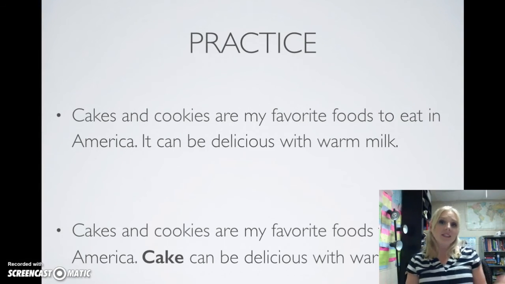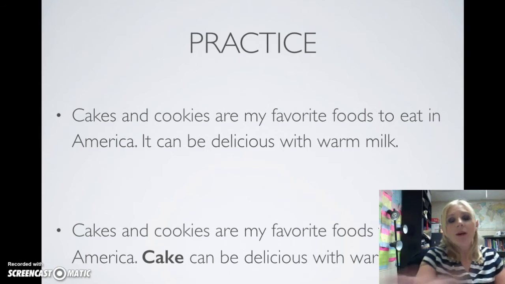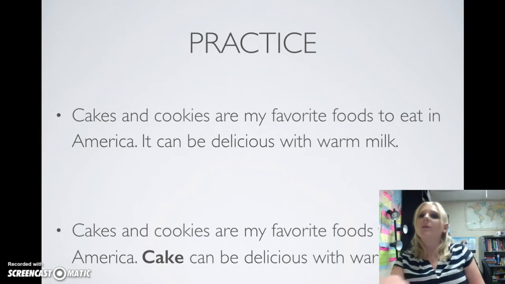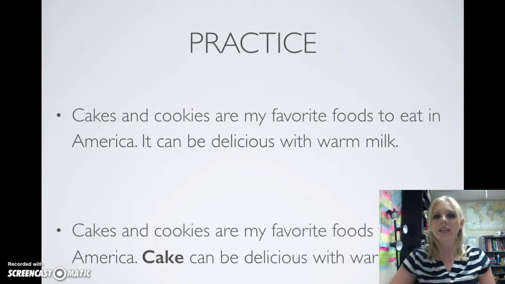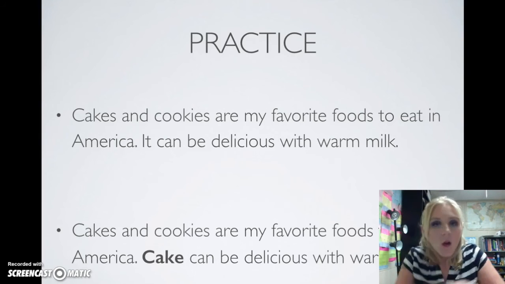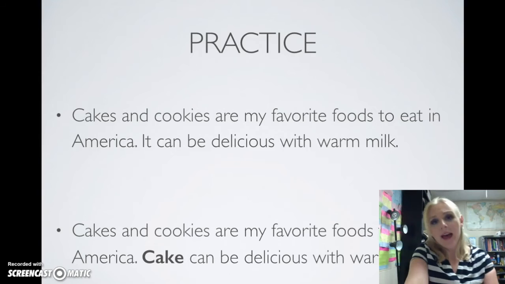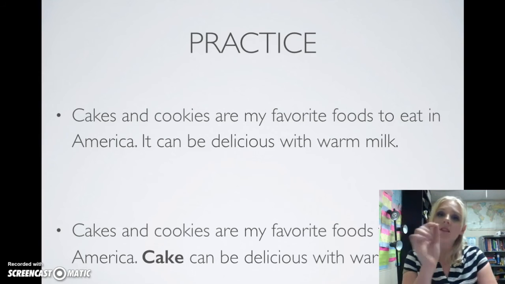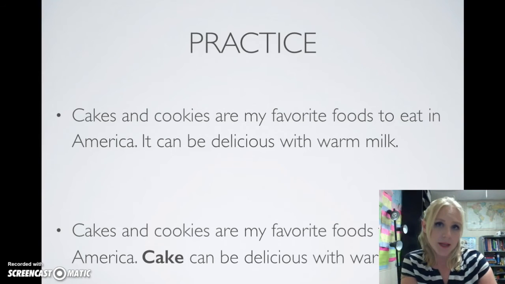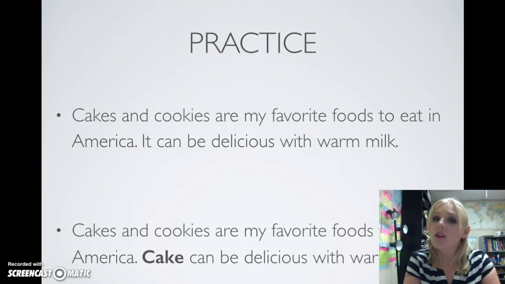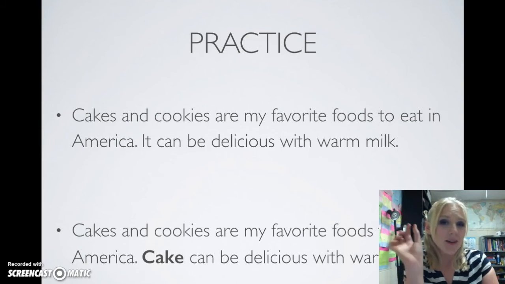Okay, so now let's look at some examples. So I've got a sentence here: cakes and cookies are my favorite foods to eat in America. It can be delicious with warm milk. What is it? If I look back, there is no singular noun that it is taking the place of. In fact, cakes and cookies are both plural. So what I'm going to have to do is take out it and replace it with the noun that it is taking the place of.